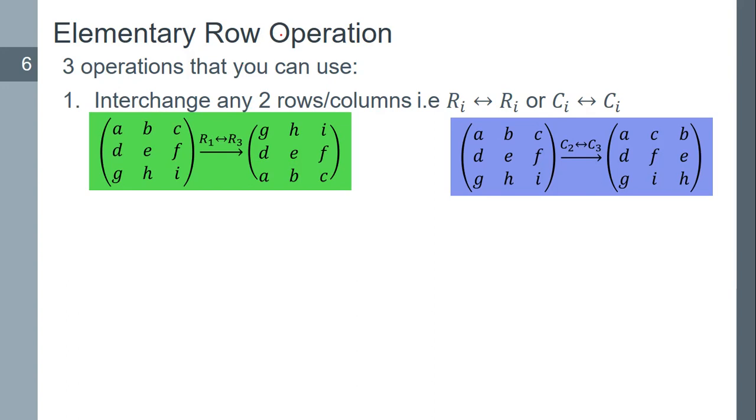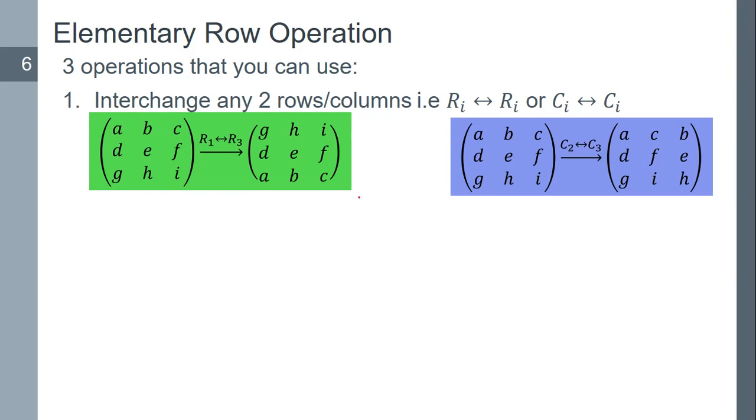In elementary row operations, you have three different operations that you can use. The first one is interchanging two rows or two columns. Basically in your books they are only going to use rows. Actually you can do columns too, but normally people do it the rows way. How do we write interchanging two rows? If you want to interchange row 1 and row 3, you write row 1 interchange with row 3 and put an arrow.